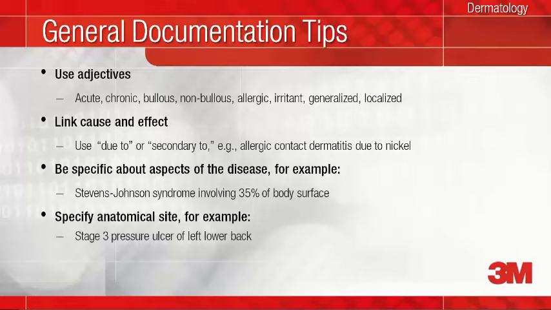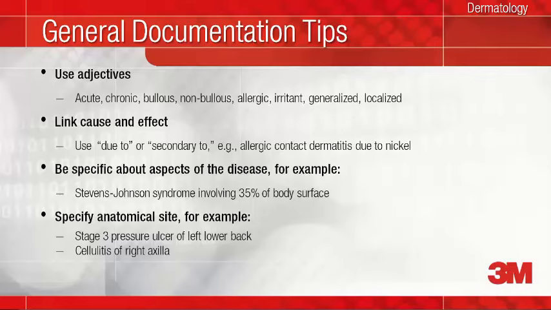Precisely designate anatomical sites such as stage 3 pressure ulcer of the left lower back or cellulitis of the right axilla. Ask yourself, what else could I add in my notes about this patient's condition that would better communicate how sick the patient is, which in turn better communicates the resources needed for patient care.